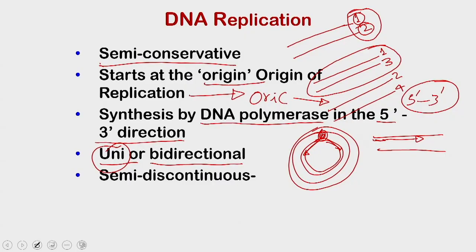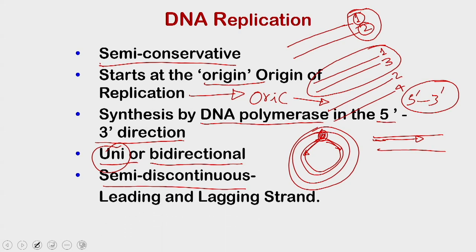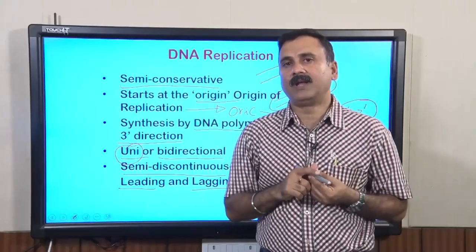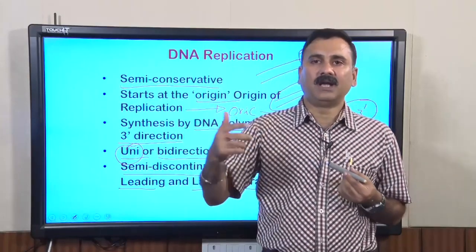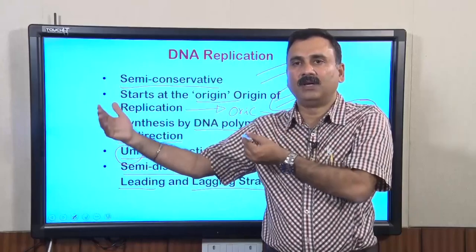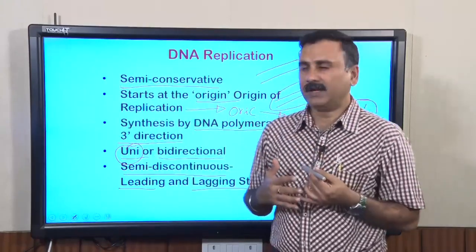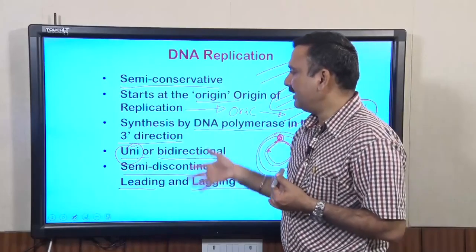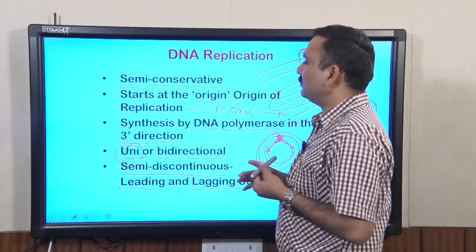Then semi-discontinuous, which means that in eukaryotic replication you have one strand called the leading strand and the other called the lagging strand. All these we are going to discuss in the subsequent slides. The leading strand is the one on which the synthesis is continuous and runs along with the direction of the fork. Whereas the lagging strand is synthesized by lagging behind the opening of the DNA stretch.